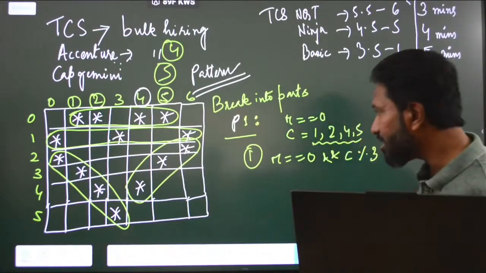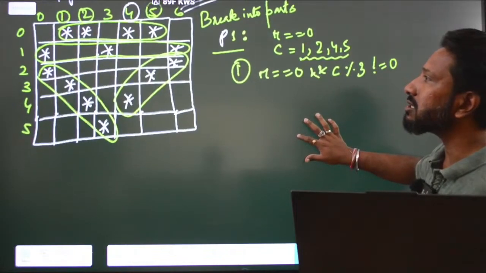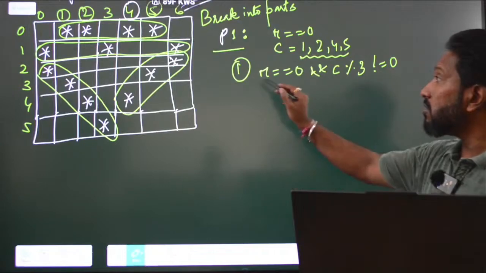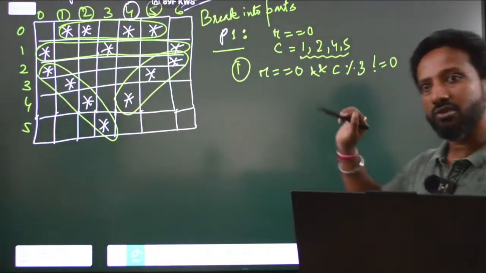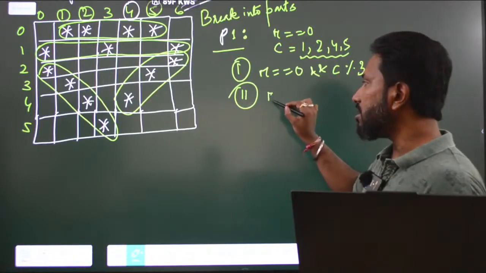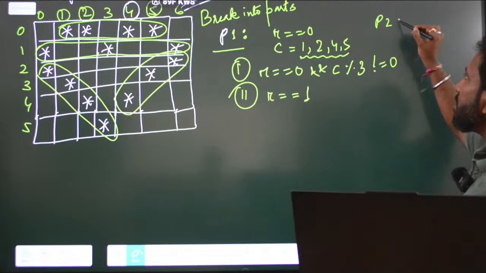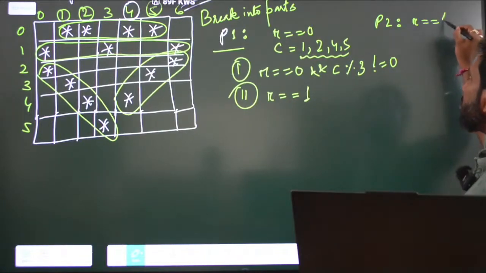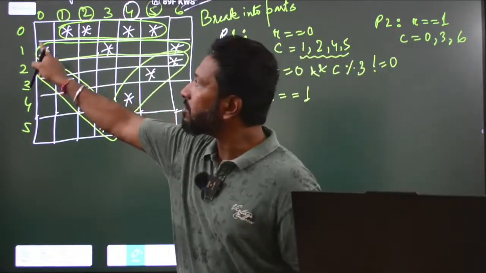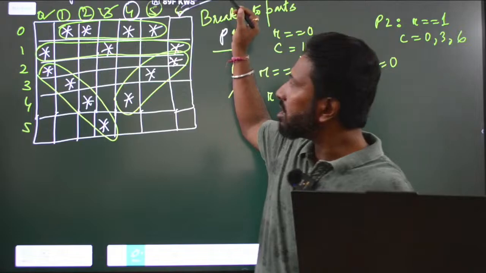So let me move it a little bit up because I just want you to focus on the question, that's all. Fine. So row equal to 0 and column modulus of 3 is not equal to 0. Fine. The second one, row equal to 1, and if you see for the part 2, row is 1, column values are 0, 3, 6, correct?